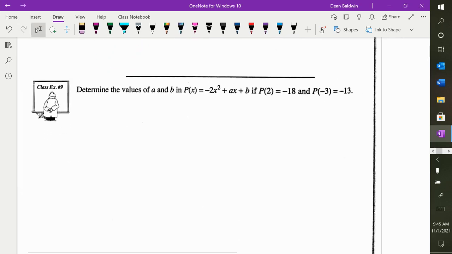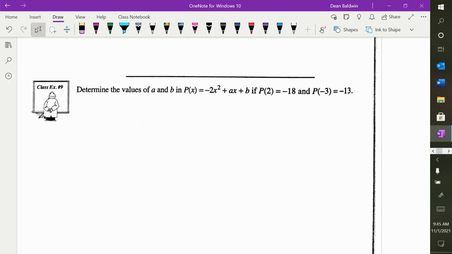All right. Now, we have another polynomial function with two unknowns, a and b. I don't know if anybody's ever told you this before. If you have two unknowns, how many equations do you need to solve for two unknowns? Two. If you have three unknowns, how many equations? Three. If you have 58,000 unknowns, how many equations do you need? However many unknowns you have, that's how many equations you need to solve.